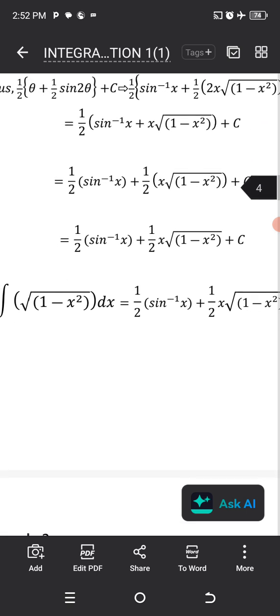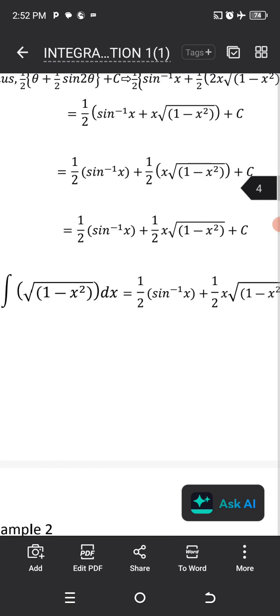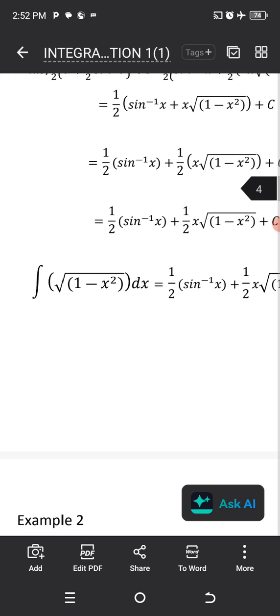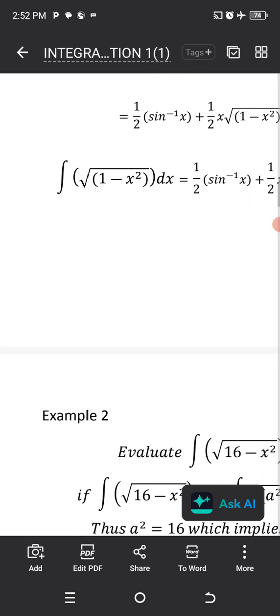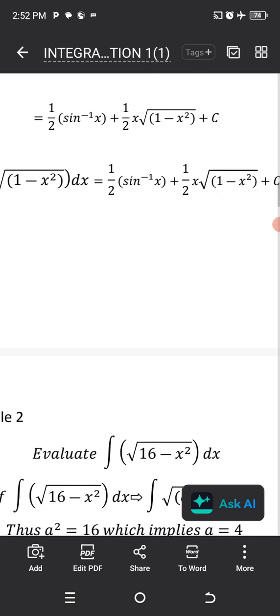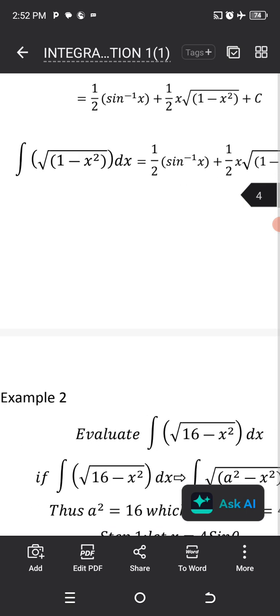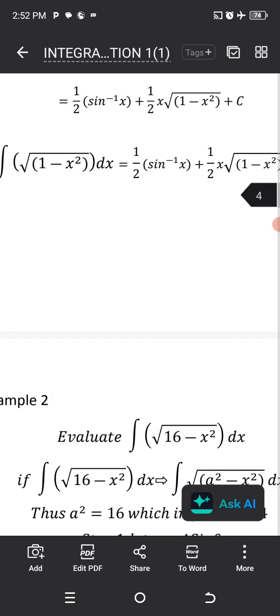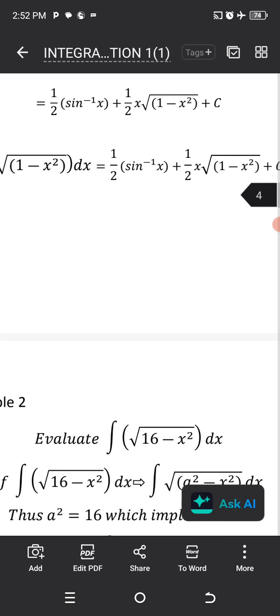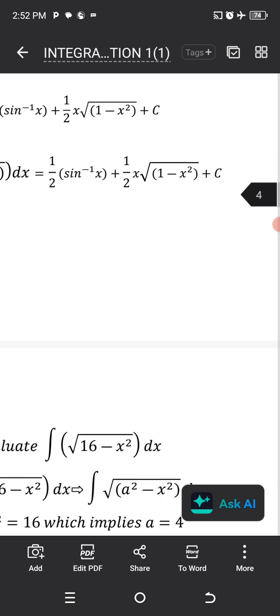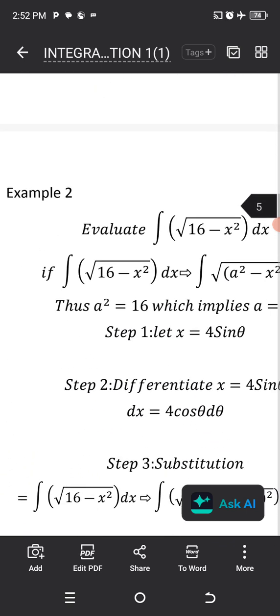And our final answer is 1/2 arcsin x plus 1/2 x square root of 1 minus x squared plus c. So the integration of the square root of 1 minus x squared dx is equal to 1/2 arcsin x plus 1/2 x square root of 1 minus x squared plus c. So that is the answer for that one.